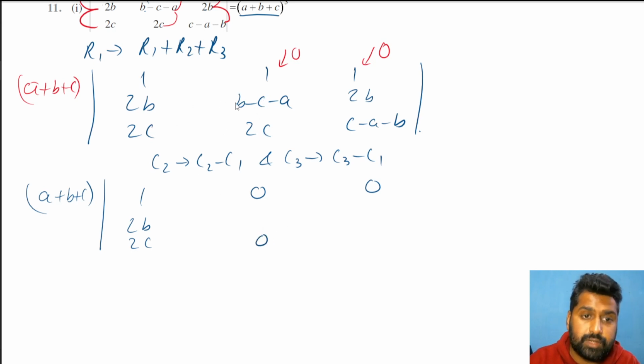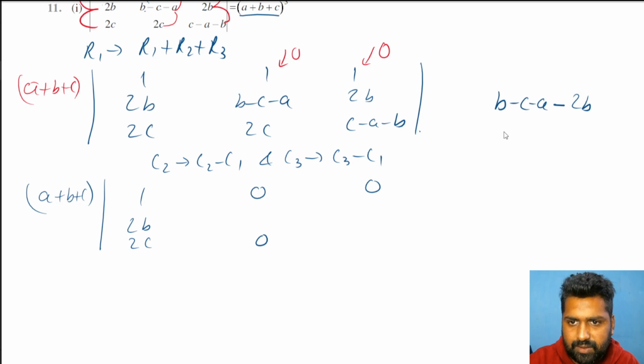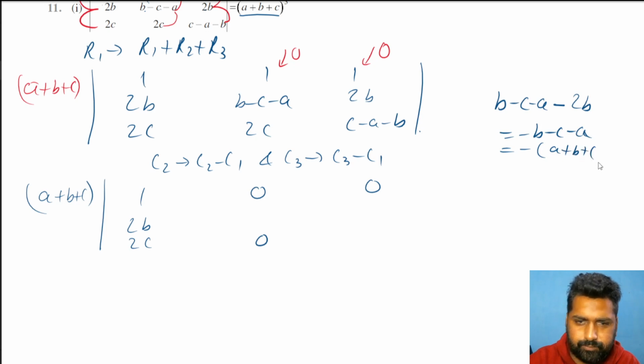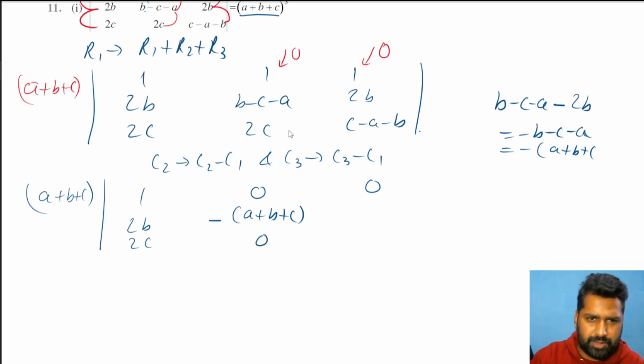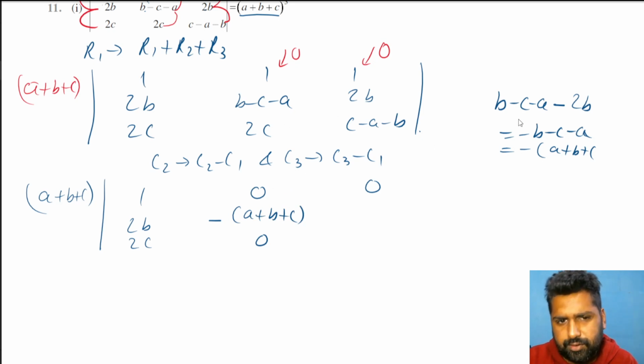This one you have to do very carefully, so let's write it separately. b minus c minus a minus 2b becomes minus b minus c minus a. If I take negative common, it becomes minus of a plus b plus c. So don't do every single operation orally or mentally. If you are thinking something is complicated, take one step back.